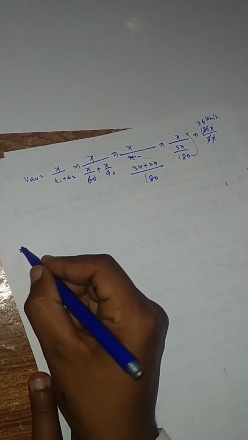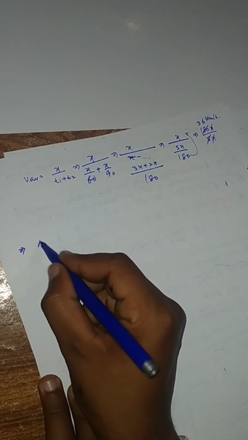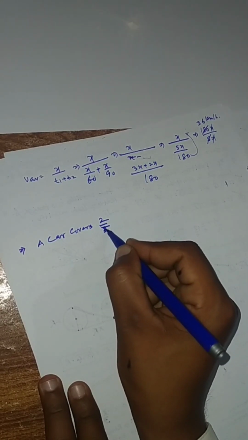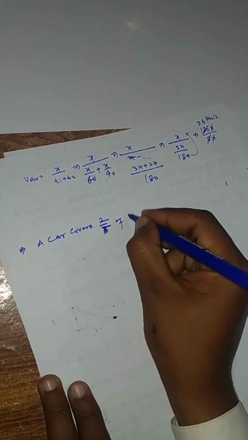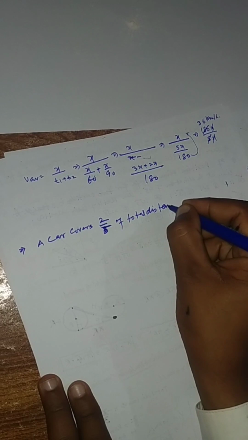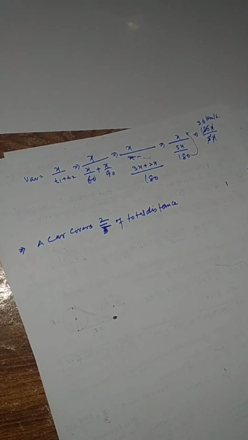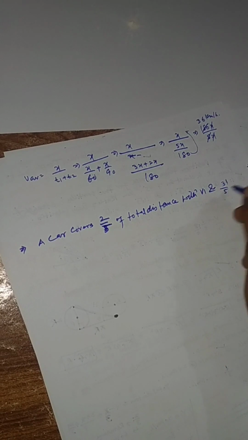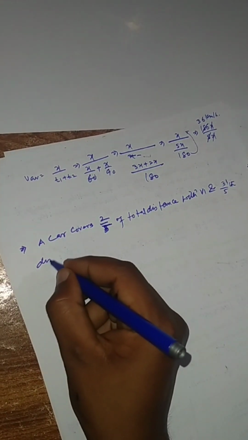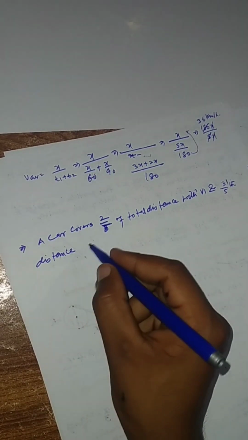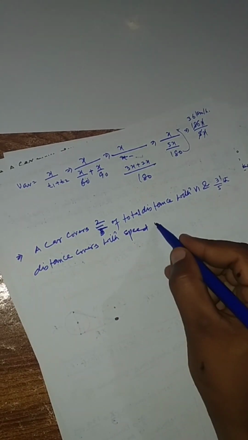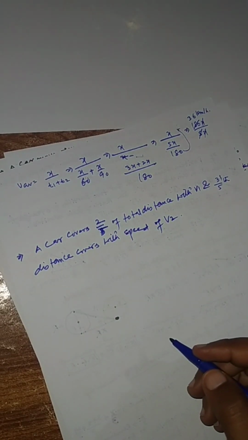If we do one more similar question of this type: if a car covers 2/5 of its total distance with V1 and the remaining 3/5 distance covers with speed of V2, then what will be the average speed?